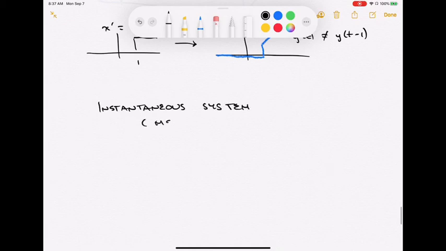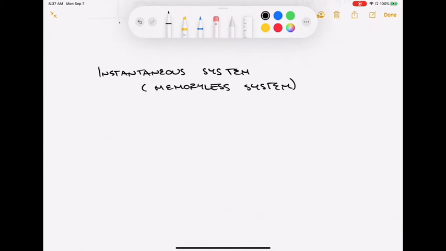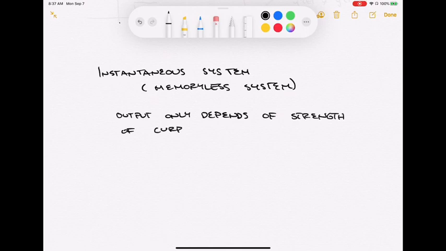We might also talk about this as being a memoryless system, both meaning the same thing basically. This one really is pretty simple. It just says that the output only depends on the strength, just the amplitude, of the current input. No memory, no delays, nothing that would require any kind of memory in the system.